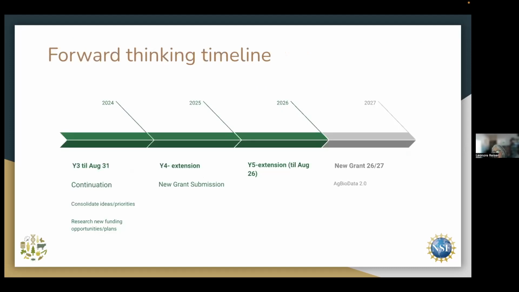So I wanted to put us in the mode of a forward-thinking timeline, where we are now in our last year of our 3-year grant. And as people have mentioned, we are anticipating being able to get some funding to keep us going for a couple of years. But part of that going forward is thinking about what we will do next. What is the next grant, or grants, that we're going to be pursuing? So we're in this place where we've been consolidating our ideas and prioritizing things so that we can formulate a plan for the future.